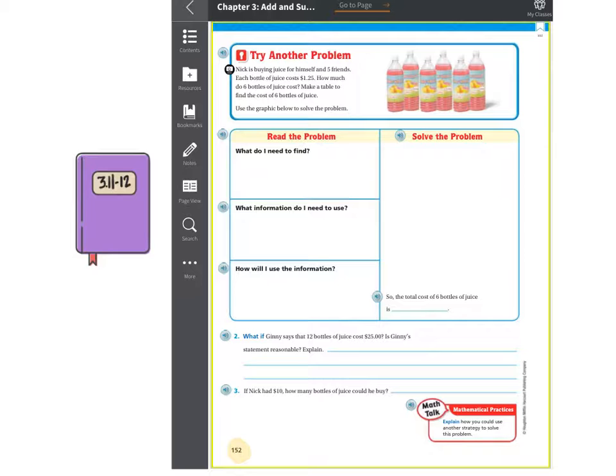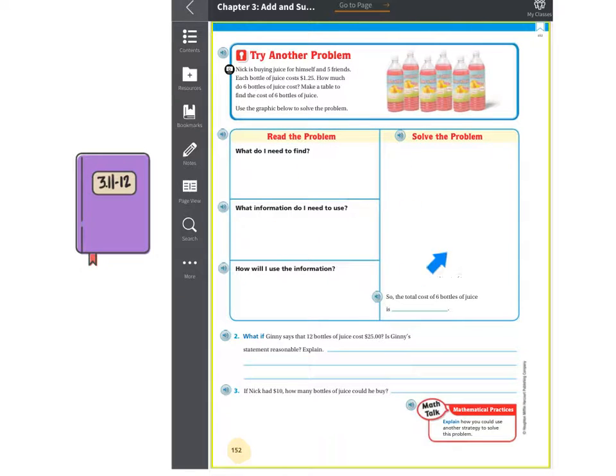Let's read the problem. Nick is buying juice for himself and 5 friends. Each bottle of juice costs $1.25. How much do 6 bottles of juice cost? Make a table to find the cost of 6 bottles of juice. Use the graph below to solve the problem.